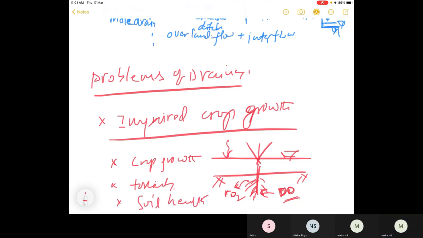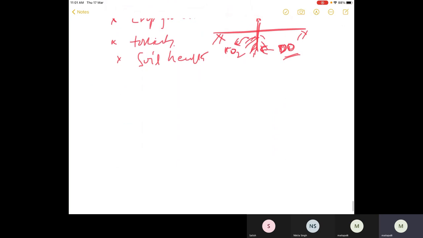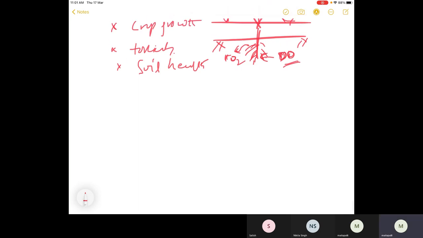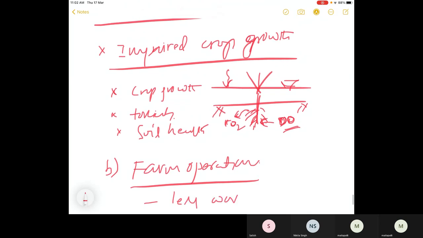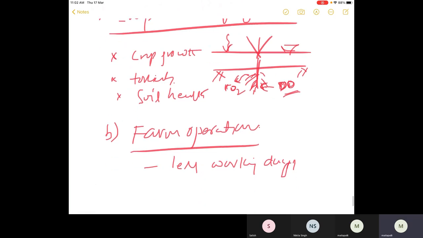So if you do not drain the field properly, the first thing is it is going to affect your crop growth. And the second is farm operations. Farm operations are very important for crop management. If the field is filled with water, then you will have fewer working days, because unless the soil is dry, you cannot work in the field.